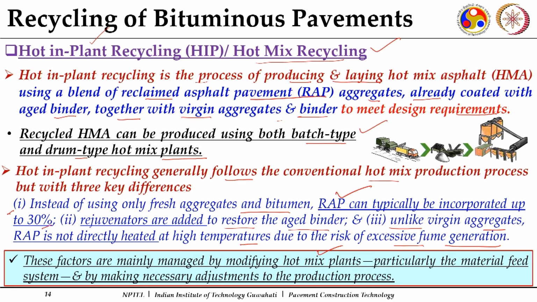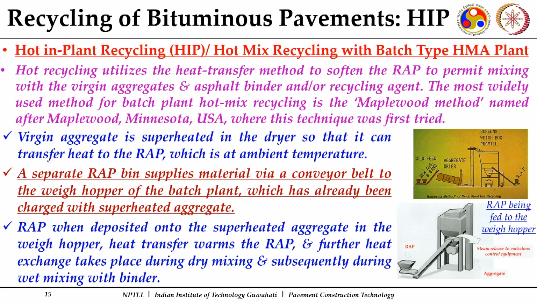Some typical modifications are popular for both types of plants, specifically addressing the concern related to the feed of this RAP to these plants, and by making necessary adjustments to the production process. We will discuss these for both the batch type plants and the drum type plants. So, first of all, hot in-plant recycling or hot mix recycling using a batch type plant.